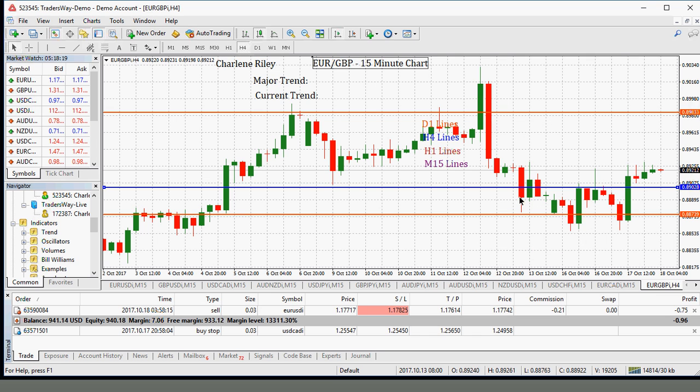Like this could be another line of support and resistance. This could be a line. But you want the strongest lines, and the strongest lines are where you have the most points of connection. And you want to have at least 3. So here we have 1, 2, 3. Okay.